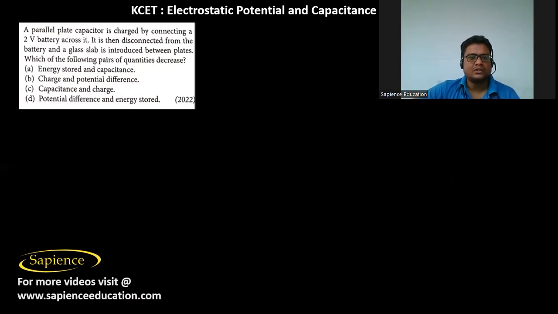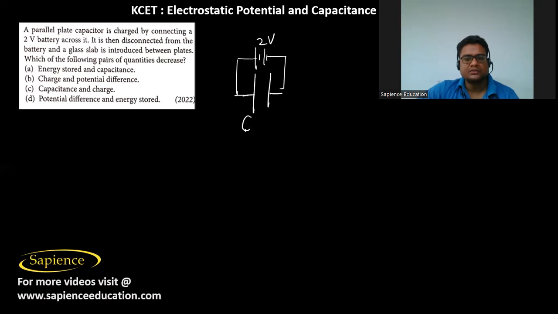Then here it is told a parallel plate capacitor is charged by connecting a 2-volt battery across it. A 2-volt battery is connected across it, and it has been charged to some charge Q1, let's say. So Q1 will be equal to C into V1, where V1 is equal to 2 volt.